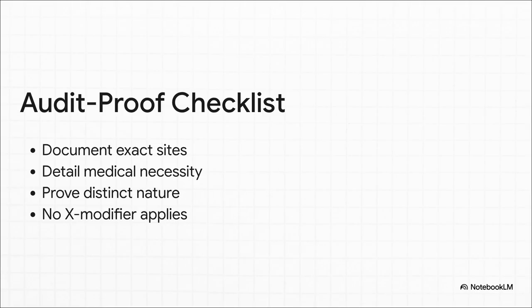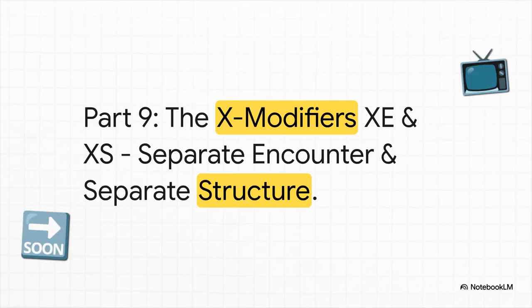Remember the golden rule of coding, folks. If it's not thoroughly detailed in the notes, it didn't happen. To wrap things up, just remember that Modifier 59 is a truly powerful tool to ensure fair payment for distinct services, but it requires exceptional documentation, and it should never be your default if a more specific CMS modifier exists. Follow that audit-proof checklist, bulletproof those clinical notes, and protect your hard-earned revenue.